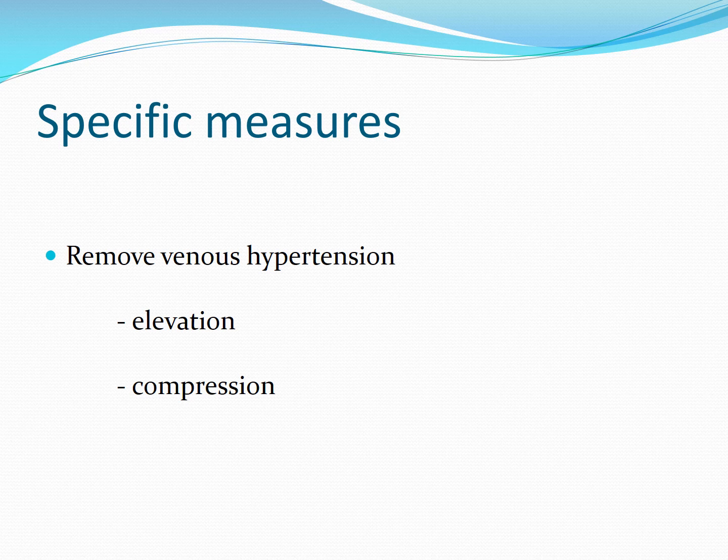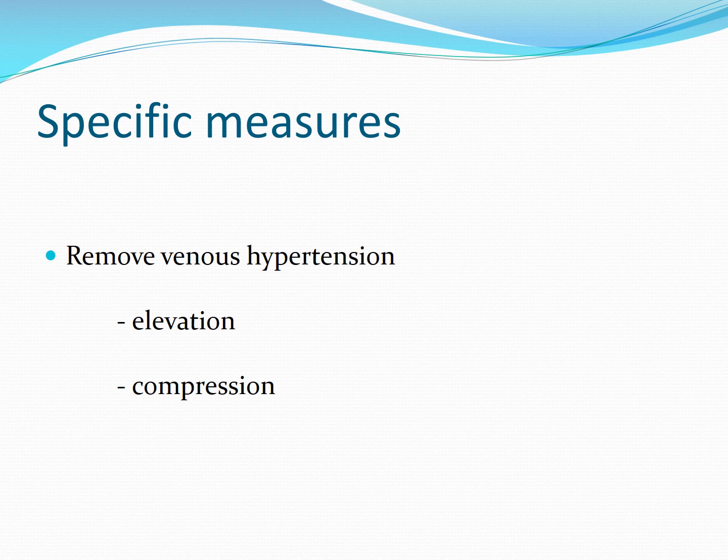The specific measures to get rid of a venous ulcer is to remove venous hypertension. You have to come to this stage provided you have corrected all the other factors affecting wound healing, as I mentioned earlier. So how do you specifically remove this venous hypertension factor? You can do elevation or you can do compression.